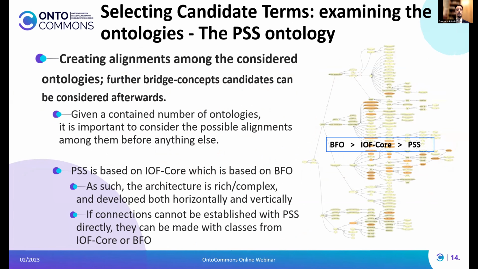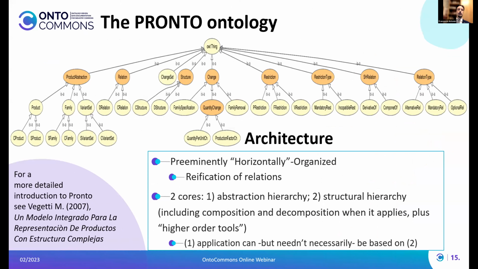Let's take a brief look at Pronto. So here it is, quite a number of classes, but definitely not as many. The architecture is mostly developed horizontally, so we can expect some trouble providing full alignment. There won't be many shortcuts. That is, a bridge concept providing a connection, maybe weak, but a connection with many classes at once.